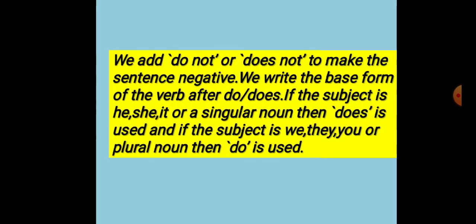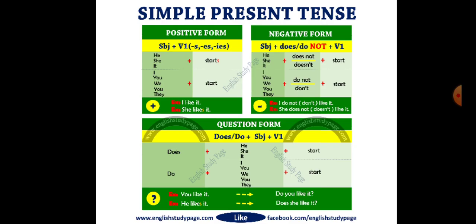We add do not or does not to make the sentence negative. We write the base form of the verb after do or does. If the subject is he, she, it, or a singular noun, then does is used, and if the subject is we, they, you, or a plural noun, then do is used. Now you see the positive, negative, and question form of simple present tense. Structures have been given. You will see later very attentively.